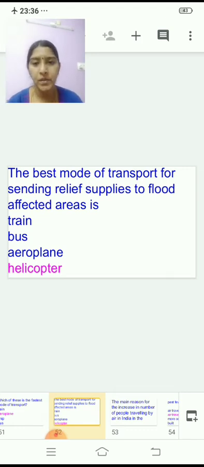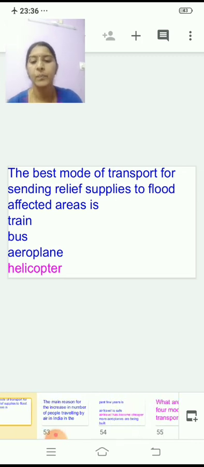So helicopter is the fastest, best mode to transport because in a flood affected area it is very helpful. Helicopter will be very helpful to reach the particular place, right?